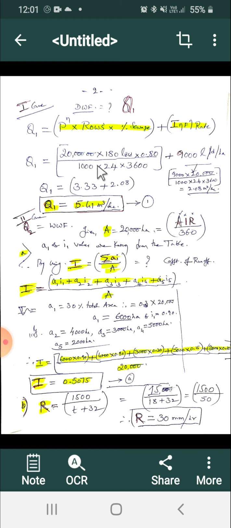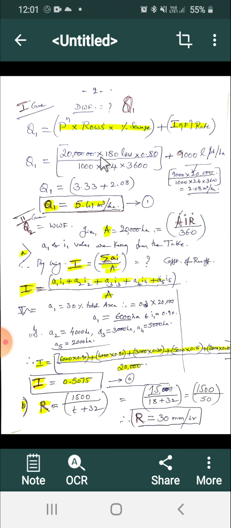What is the amount of population? They are given 20 lakhs, that is 20 into 10 to the power of 5, into rate of water supply 180 LPCD. Next, the percentage of sewage is 0.8. See, you have to convert. This is LPCD. Liters means 1000.